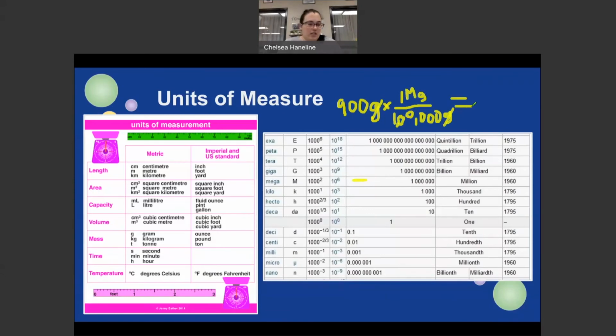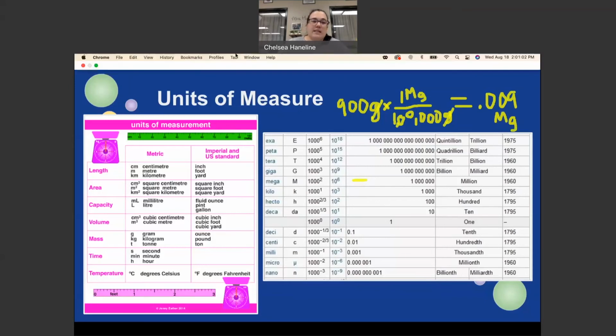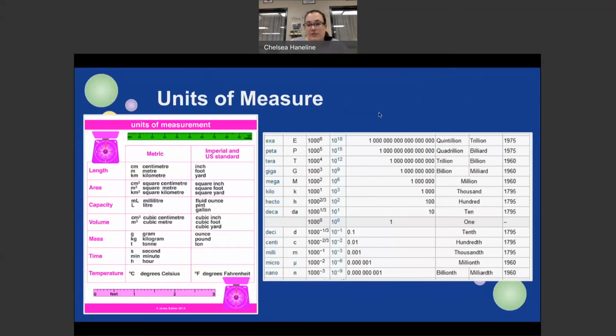Then we take 900 divided by 1 million, and you're going to get 0.009 megagrams. I know it seems confusing, but you will get the hang of it. You basically are just moving the decimal point. Then you can go opposite directions too and go back and forth, but that's more for once you get to chemistry. I just wanted to introduce you to this.